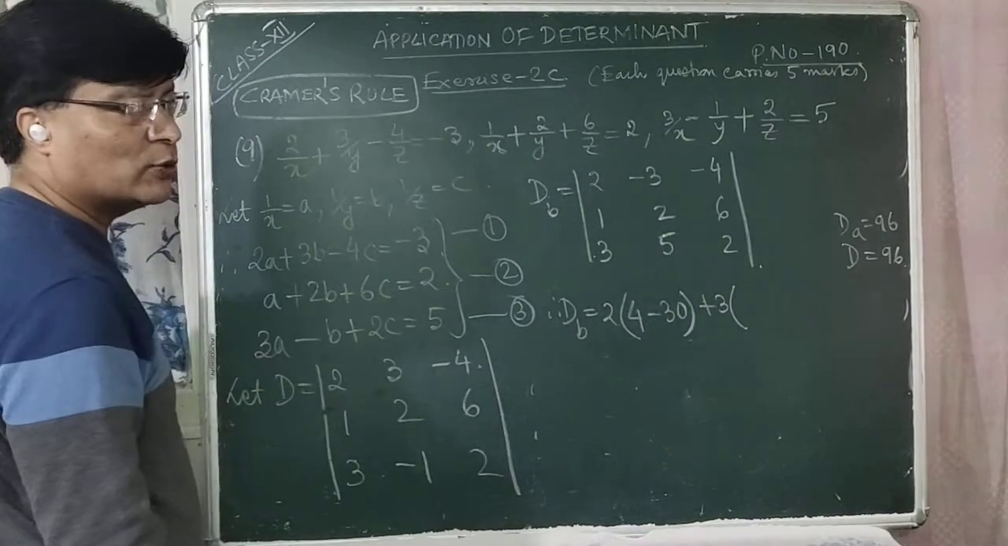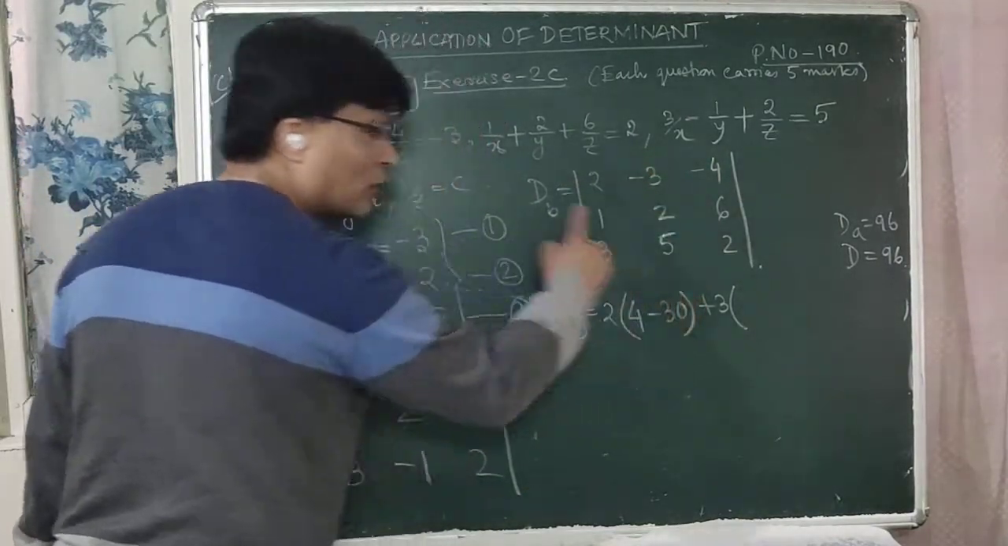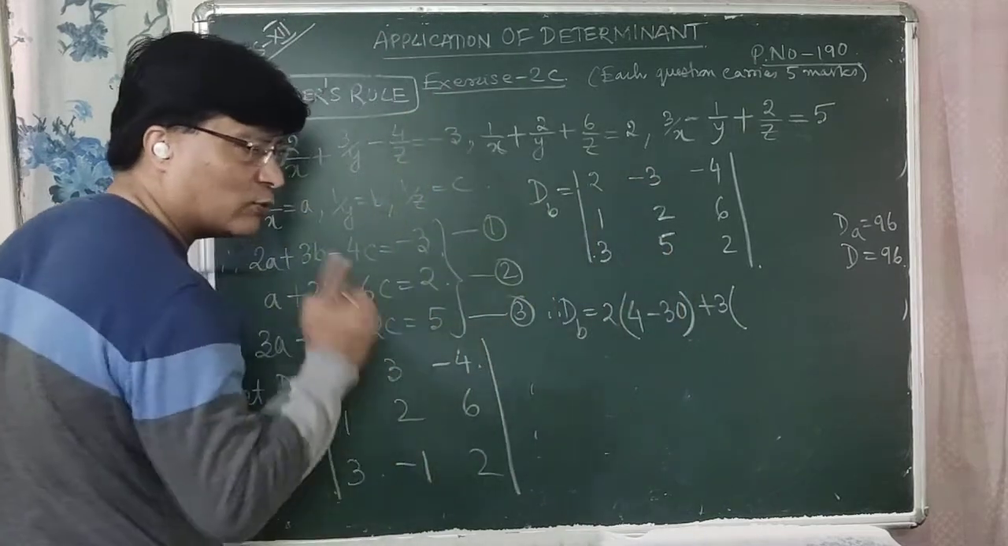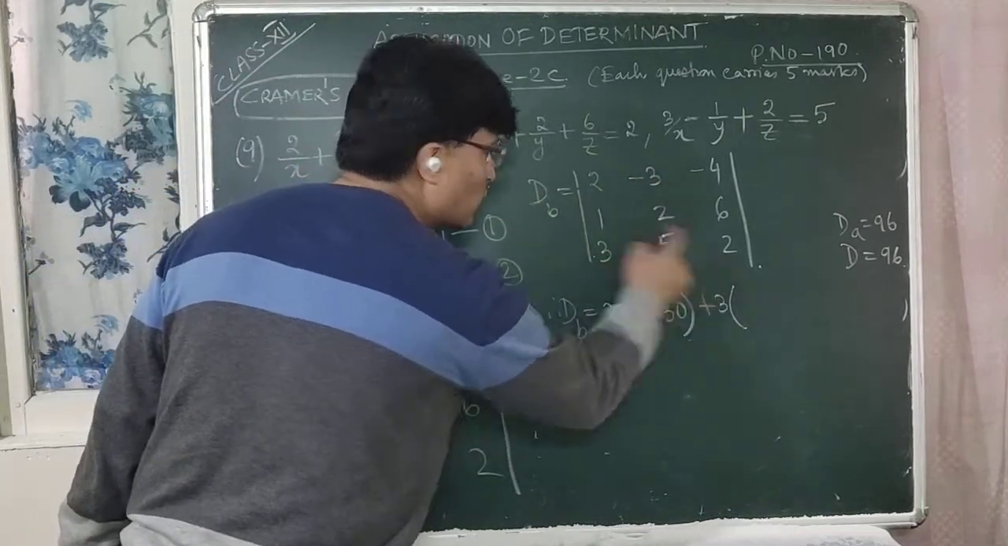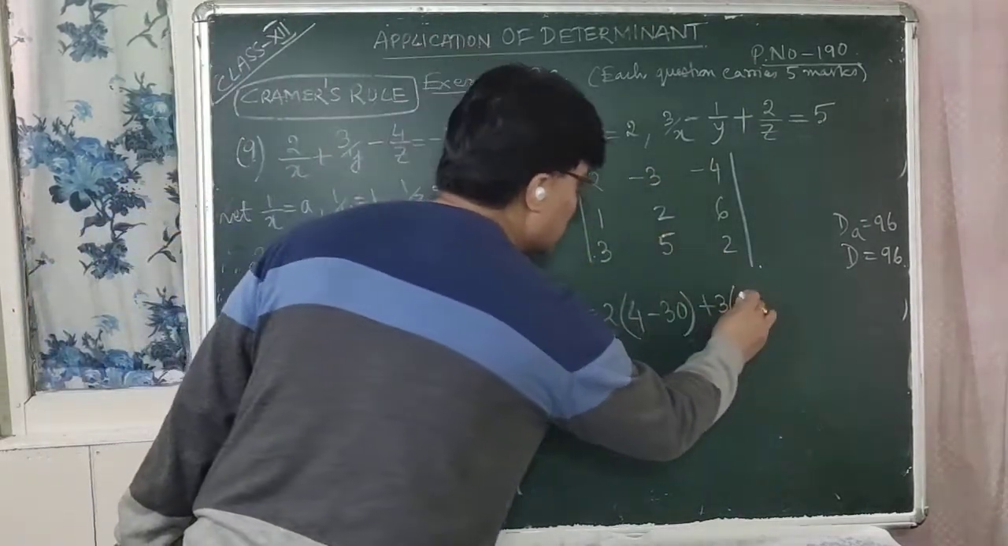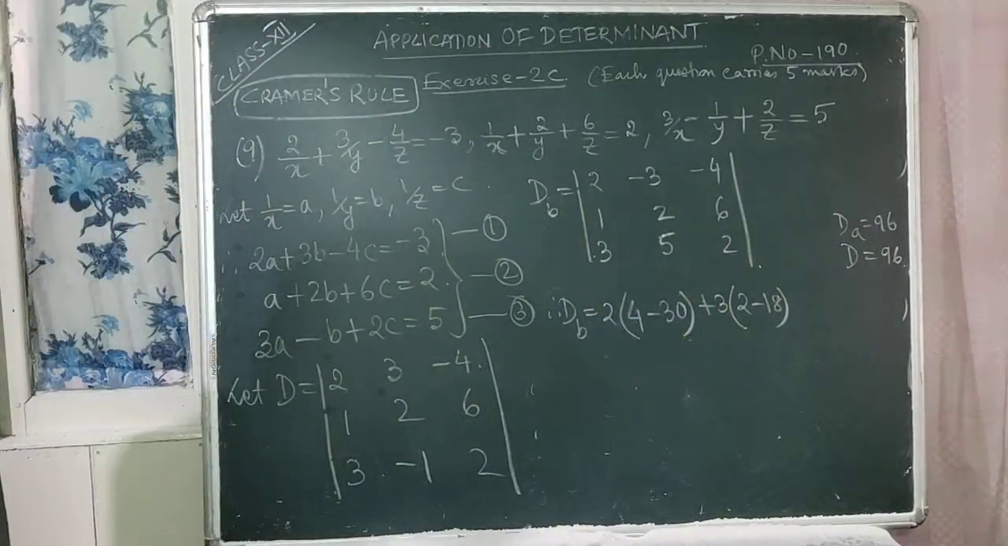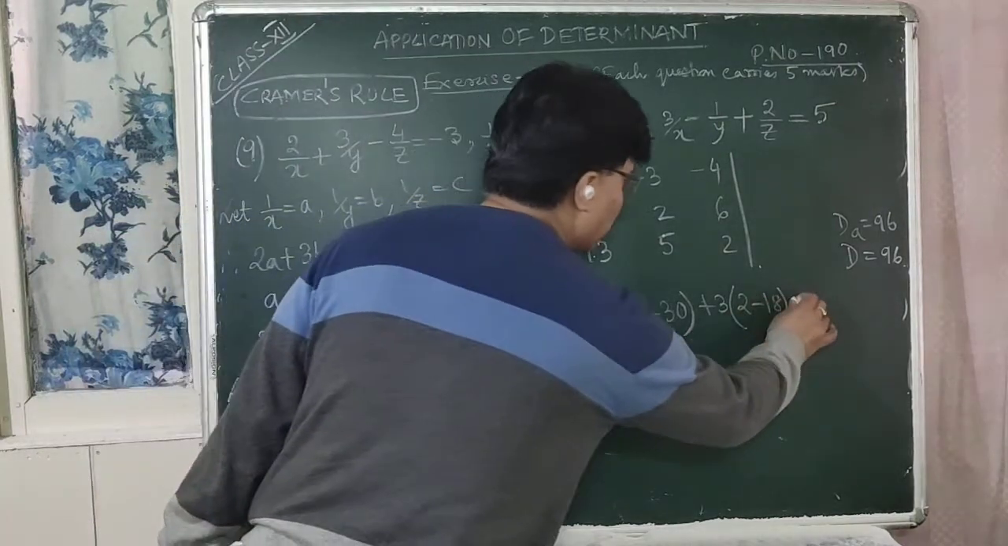So within bracket, what do we get? Delete the row and the column through the element minus 3. That means first row and second column are deleted. What remains? 1, 6, 3, 2. That means 1 into 2 is 2 minus 3, 6 are 18. Right? Then comes minus 4.